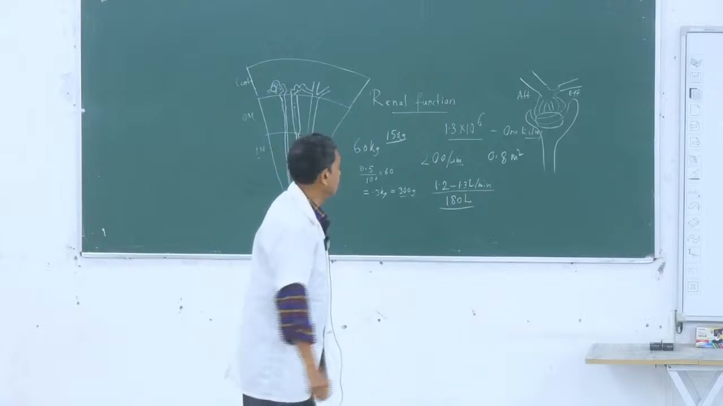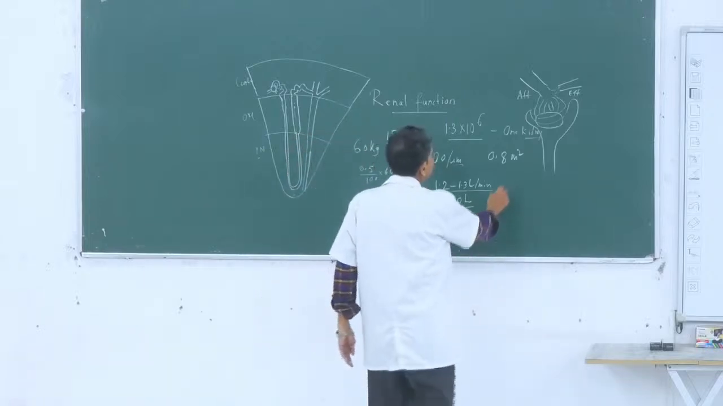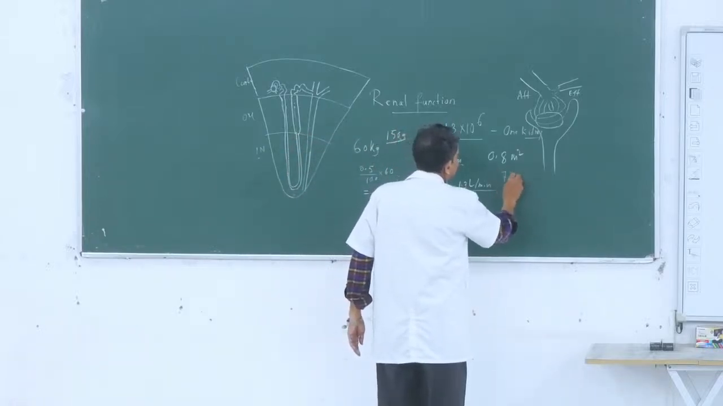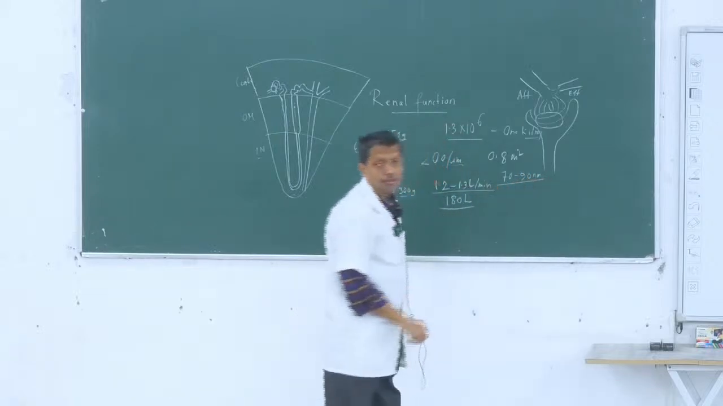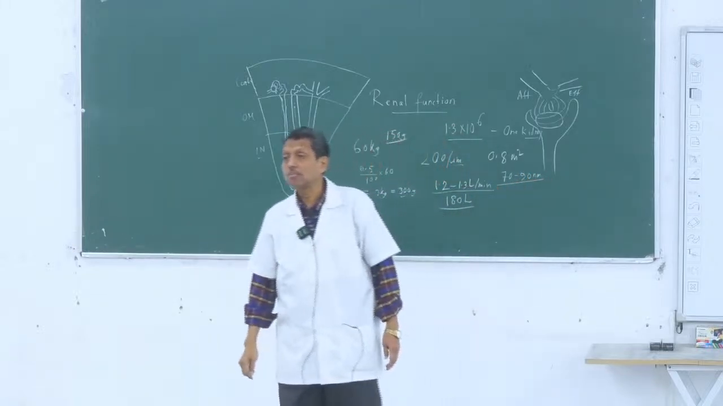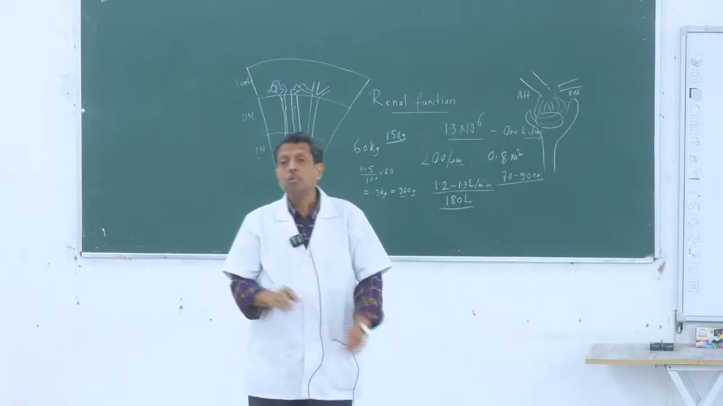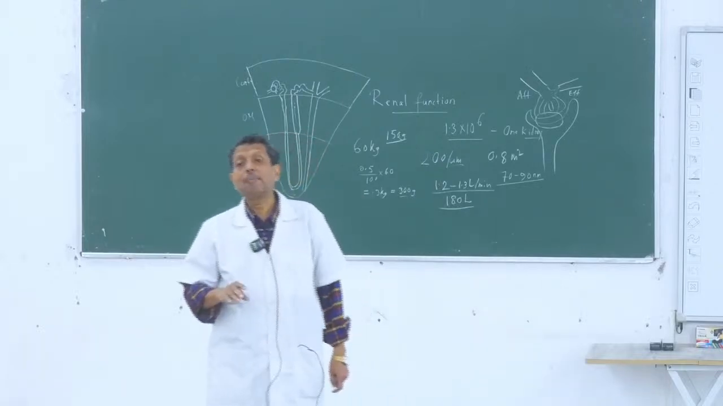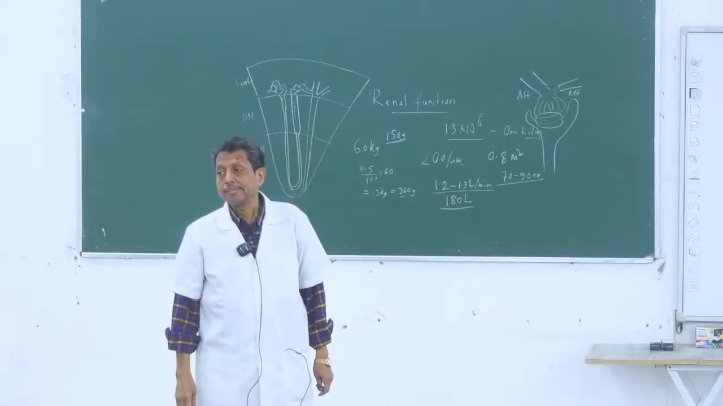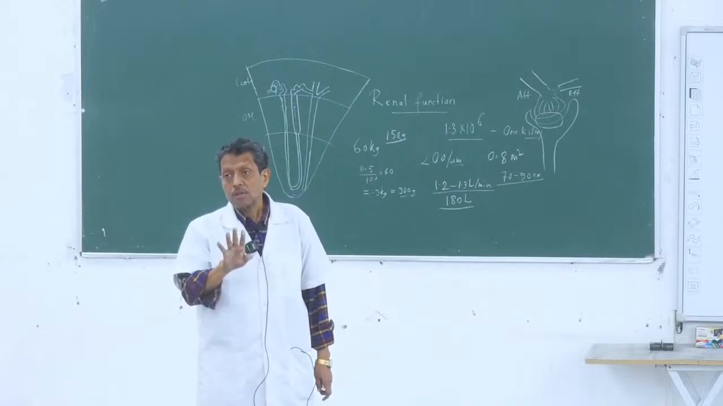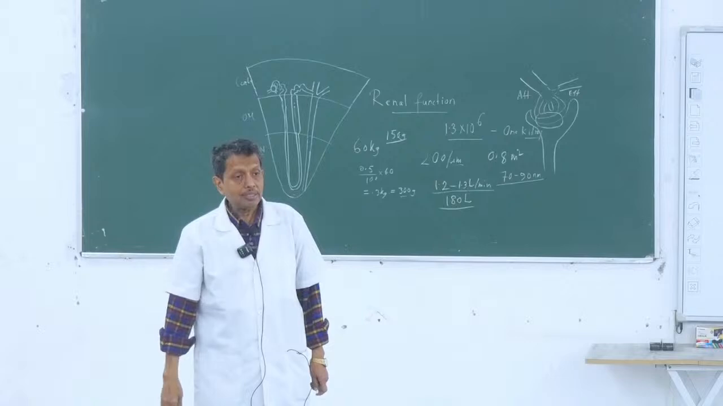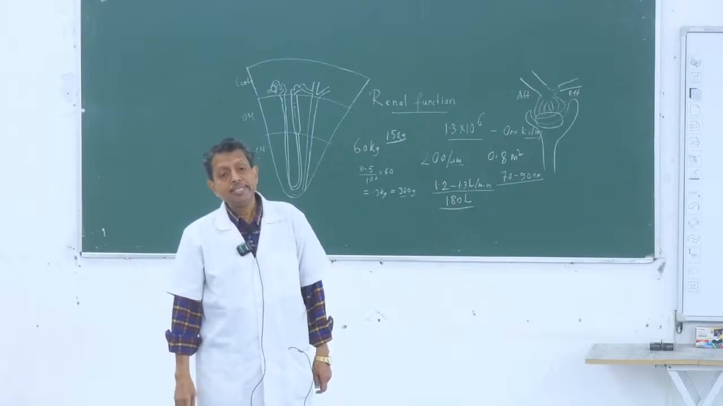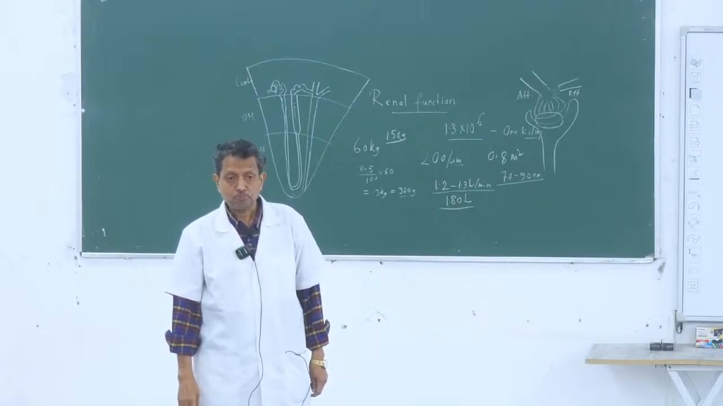They have fenestrations of 70 to 90 nanometer. What are fenestrations of these capillaries? In most areas, there are non-fenestrated capillaries. You have some concept of two types of capillaries, because you have completed the cardiovascular system.